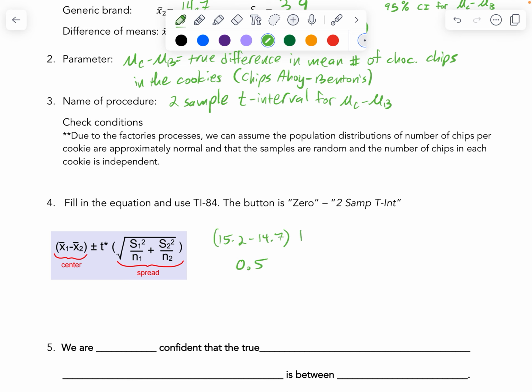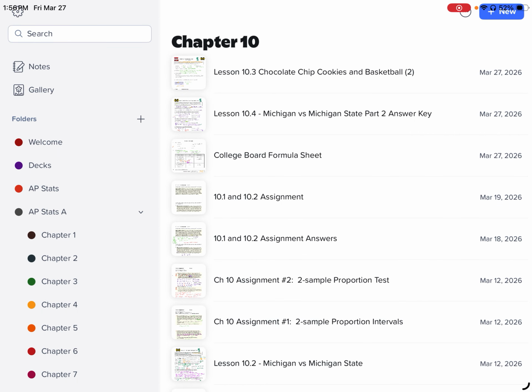Then you've got your plus or minus. We have to go searching. What is t star going to be? Well, to get t star, you may remember you have to know df, degrees of freedom, take your sample size minus 1, which is 16, and then we have to look up the t star, the critical value, in your College Board packet. So let's go there.